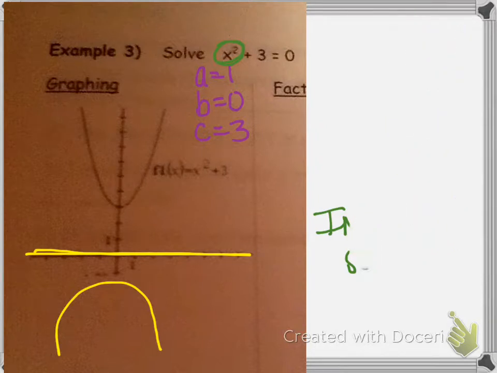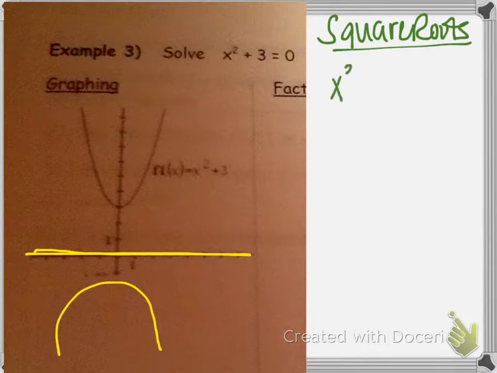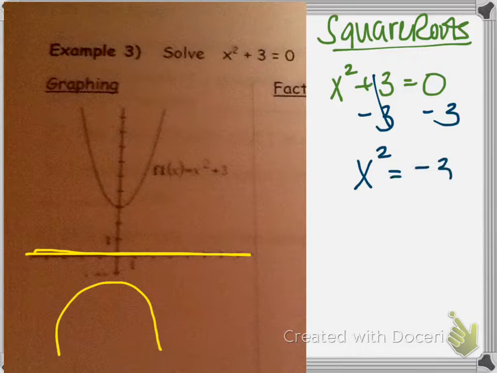So let me erase that. So now we're jumping over to square roots. To solve with square roots, you're just basically following your undoing operations. I have x squared plus 3 equals 0. So again, because there's only one x in this problem, there's not x squared plus 3x or x squared plus 5x plus 2, I can just simply solve the equation almost like a linear equation. We subtract 3. So x squared equals negative 3.